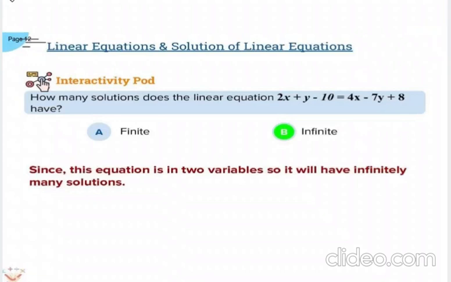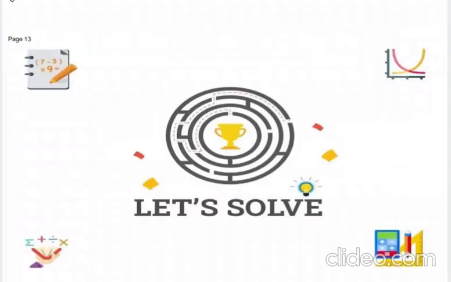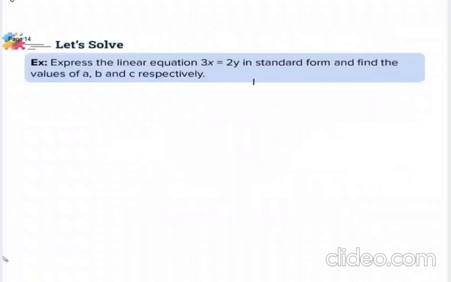So based on the first topic which we studied, let's solve a few questions. Okay, let's solve the questions on the first topic we studied just now. Now, look here. Express the linear equation 3x = 2y in the standard form and find the values of a, b, c respectively. What are a, b, c?